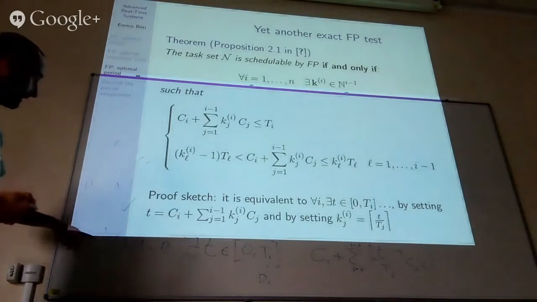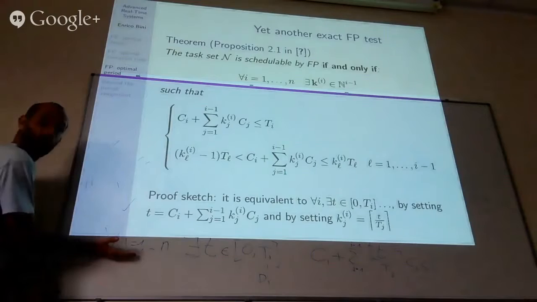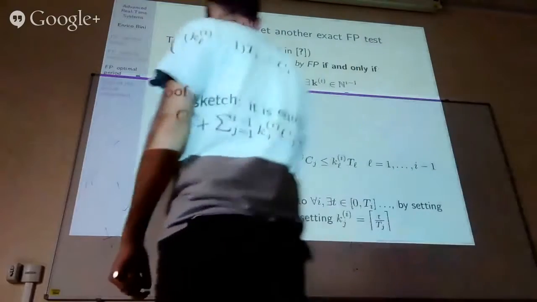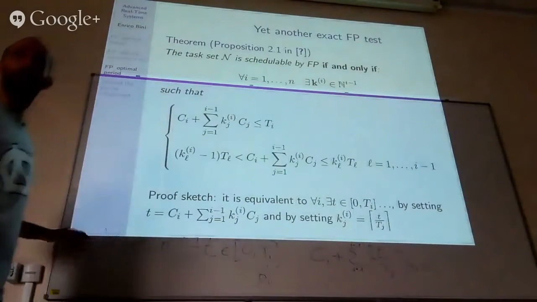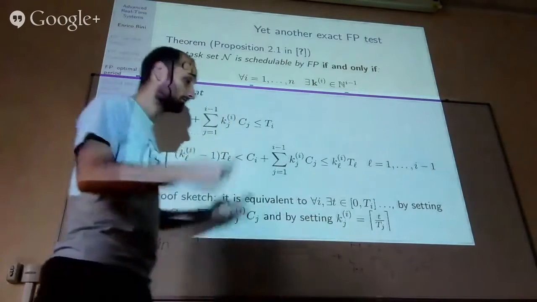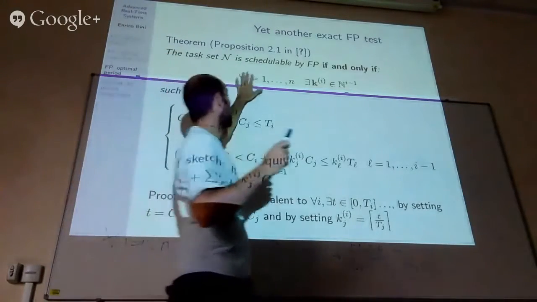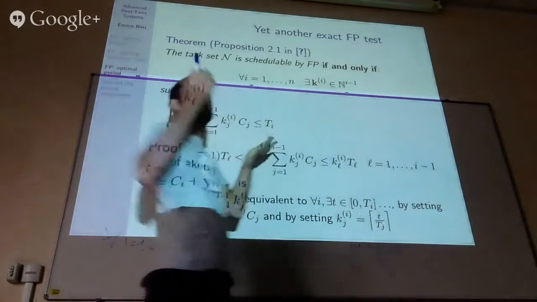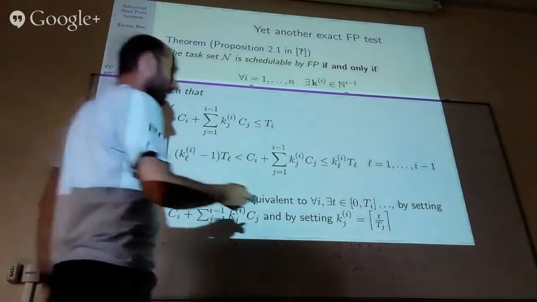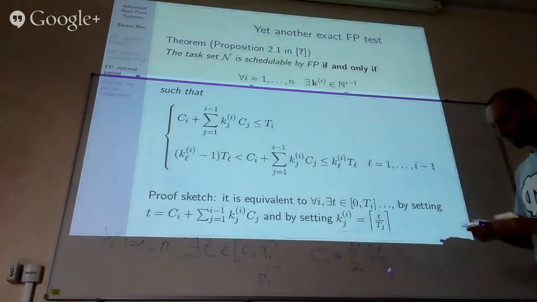Let's see how much time I have. I want to start by showing you that if this is true, then the projected one is also true. If this is true, it means that for all tasks there exists a t such that this happens. I have to prove that for all i there also exist these k. So the only problem is how to find those k. I define those k according to this. If I define them this way, then what happens?